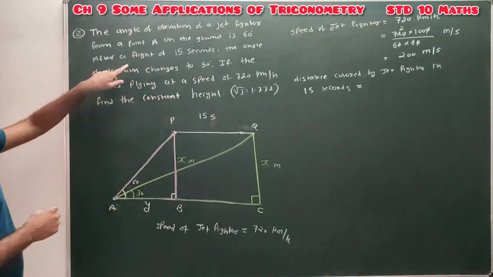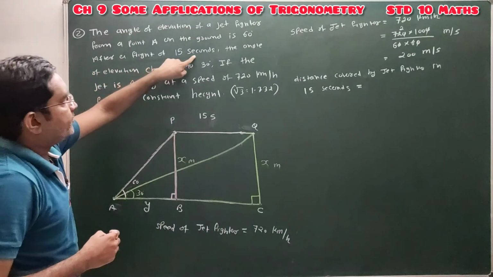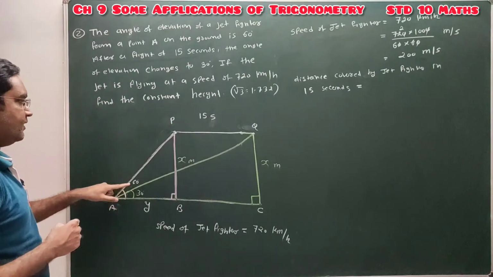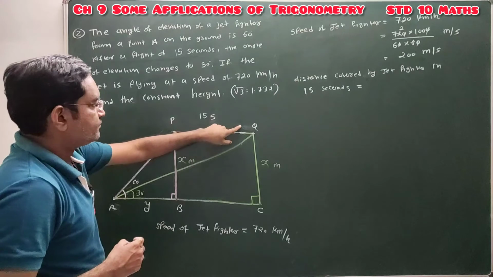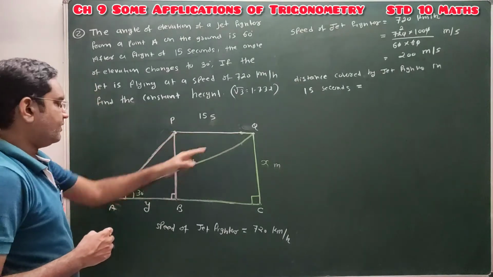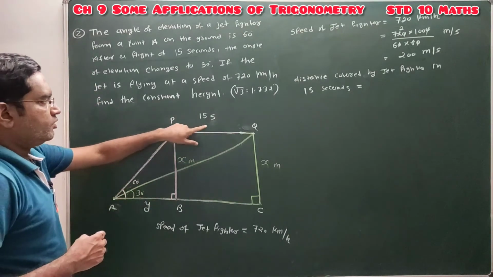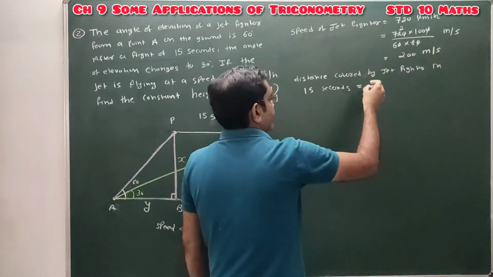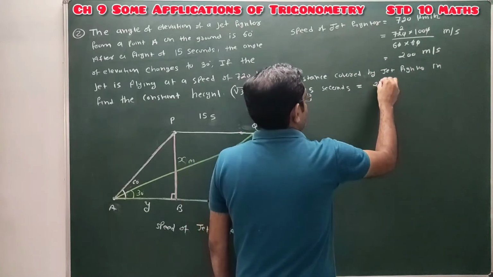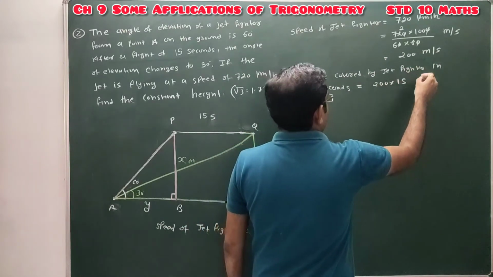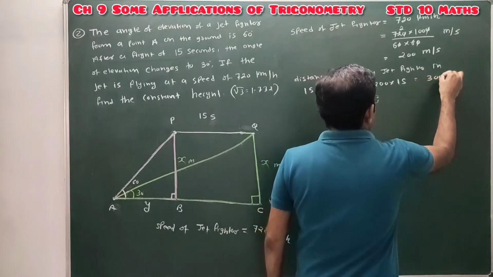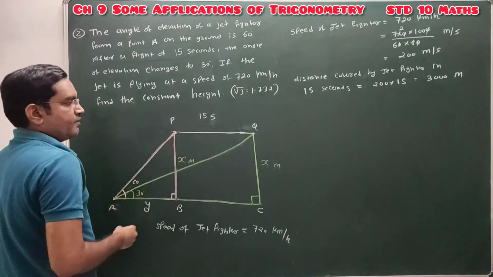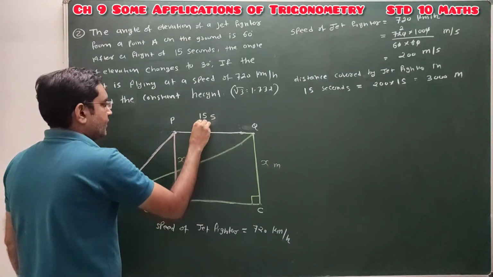Look, after a flight of 15 seconds, that means initial position is P. At that time the angle of elevation of jet fighter is 60 degree, and after the flight of 15 seconds the angle of elevation of jet fighter decreases to 30 degree. So here total time duration is 15 seconds, and our jet fighter covering the distance of 200 meter per second. So 15 seconds it will cover the distance of 200 into 15 equal to 3000 meter. So after the flight of 15 seconds, our jet fighter will cover the distance of 3000 meter.